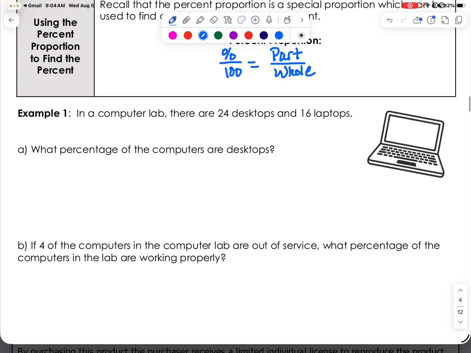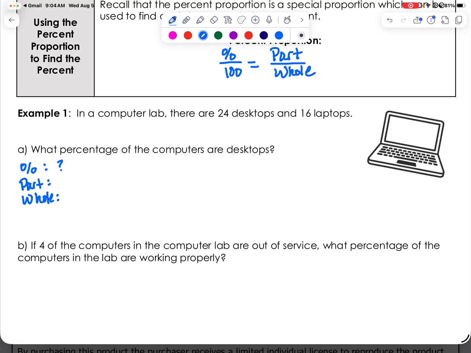Example 1. In a computer lab, there are 24 desktops and 16 laptops. What percentage of the computers are desktops? Before we start, let's identify our percent, our part, and our whole. The first question says, what percentage? So our percent in this problem is going to be unknown.